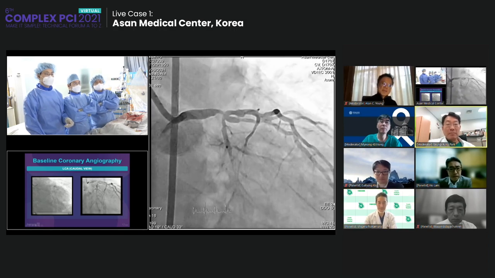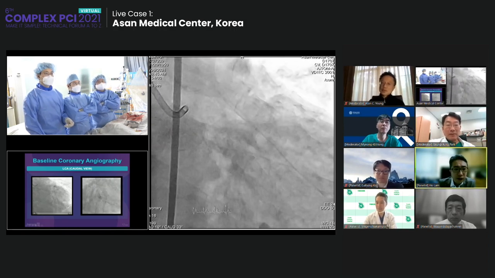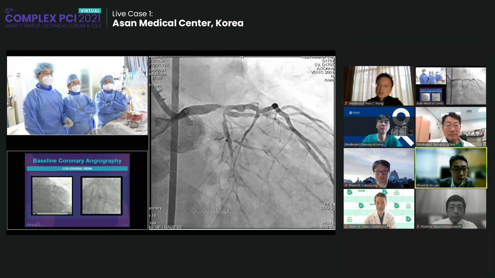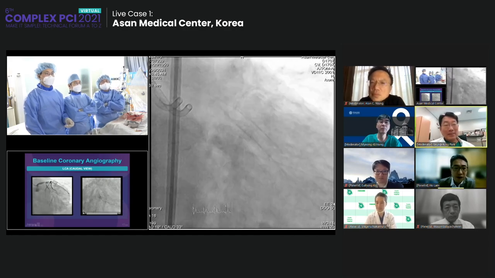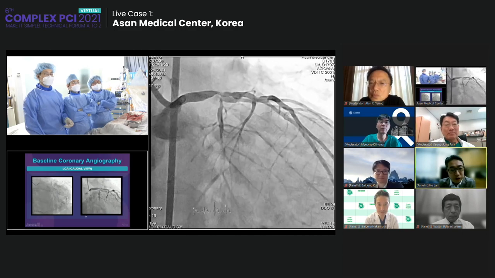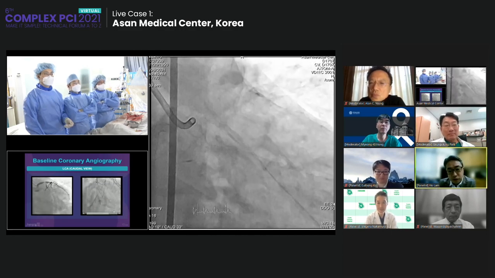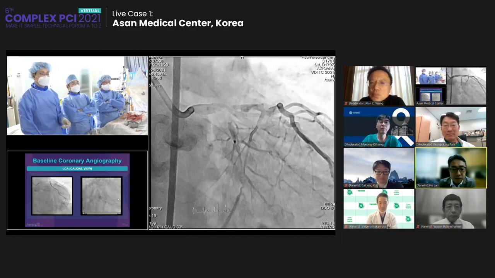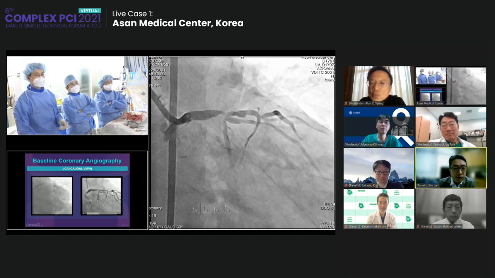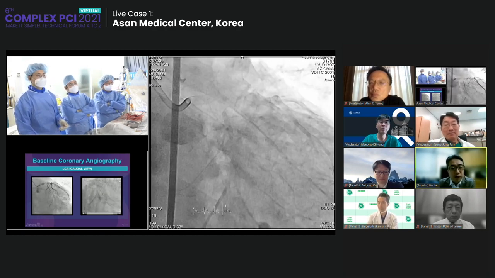Mm-hmm. Dr. Ulam, what do you think? Case for PCI because of the patient's age. Right. And also it depends on your CABG support. Our CABG support is not that good, so probably PCI is the best. And it's very reasonable in this case too, because the residual SYNTAX is very low.